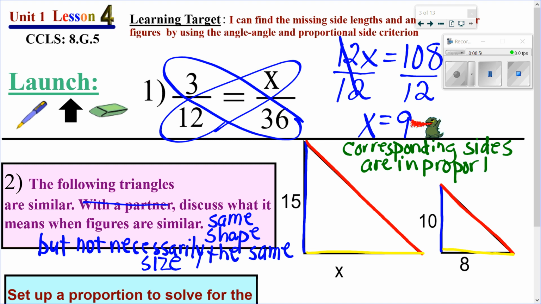And what do we mean by corresponding? They hold the same position. So the 15 holds the same position as the 10. They correspond. The x corresponds to the 8. So because they're in proportion, corresponding parts, or the corresponding sides, that's why we set up a proportion to solve this.